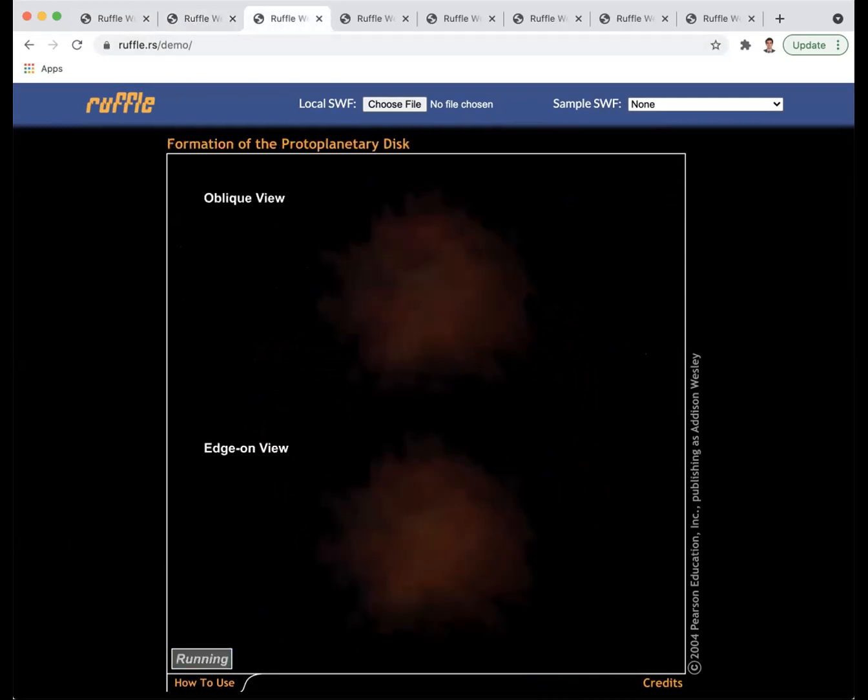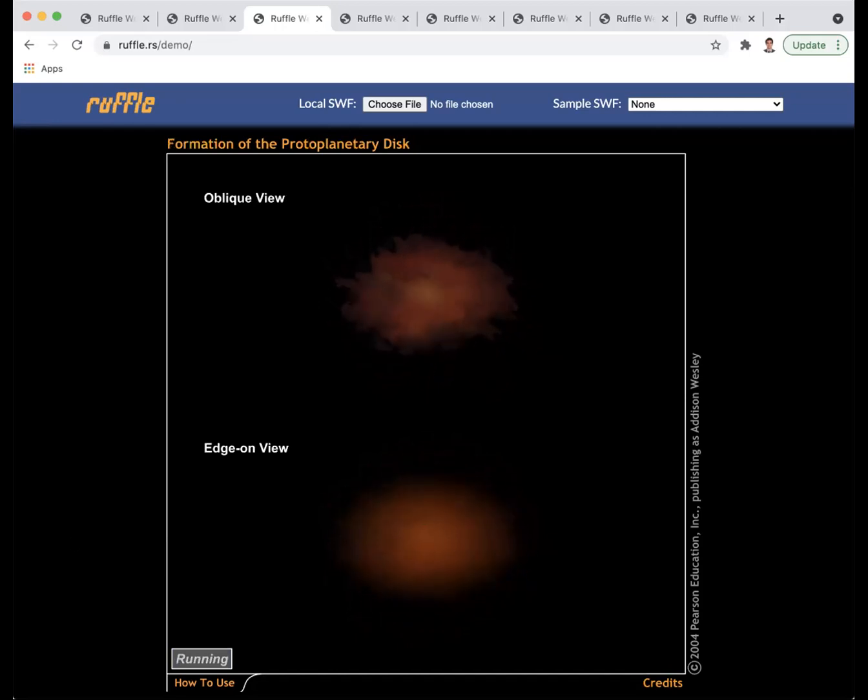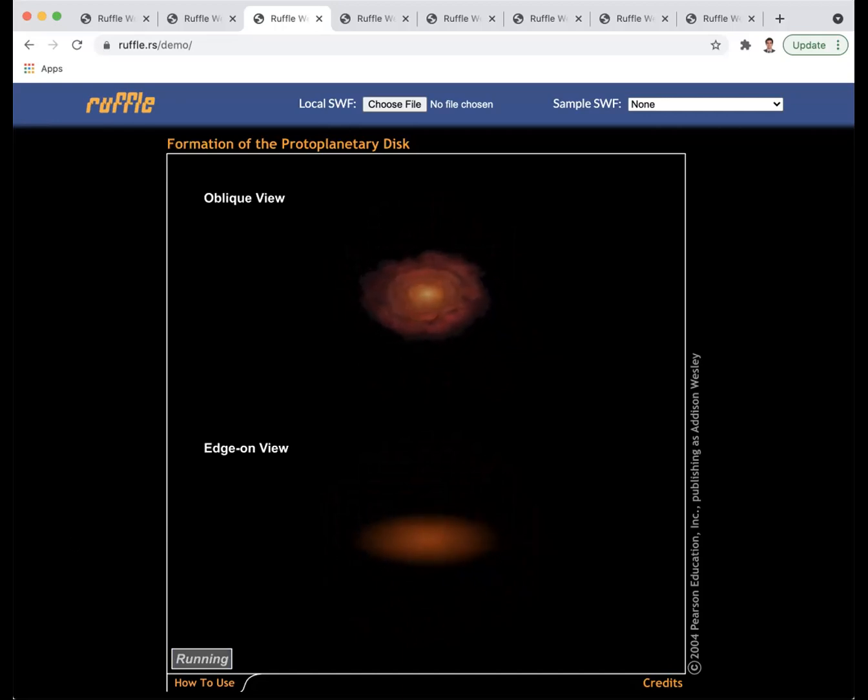So you can see them in two different views, actually. So you can kind of see what I'm talking about when I say that the disk will get flat and flat and flat. This is what I'm talking about. So the edge-on view is telling you how flat and thin the disk is, where the central star is a little bit thicker, but as you're moving away to the other side, and this is exactly what we call the ecliptic plane.